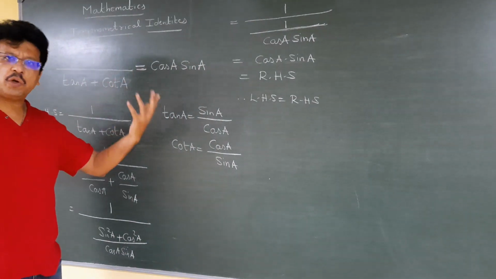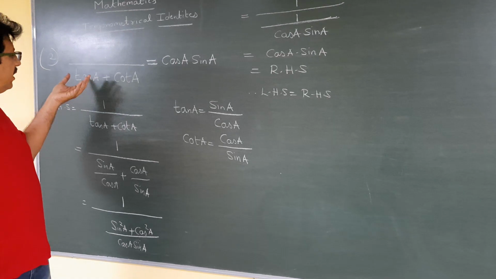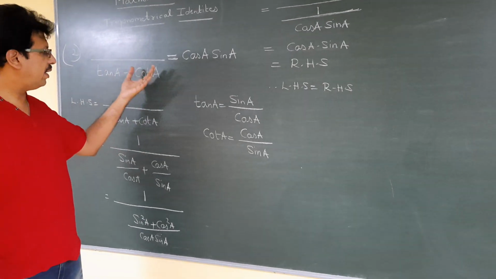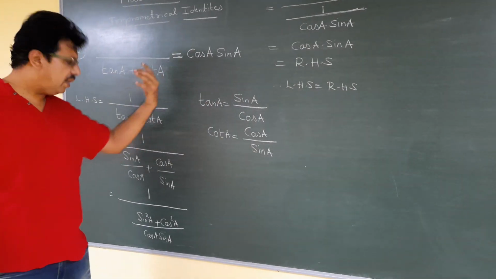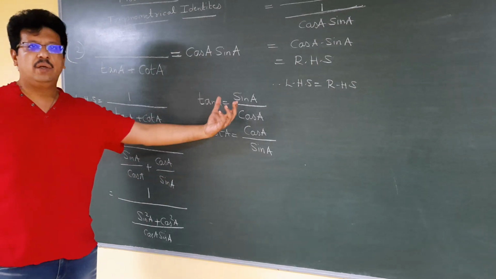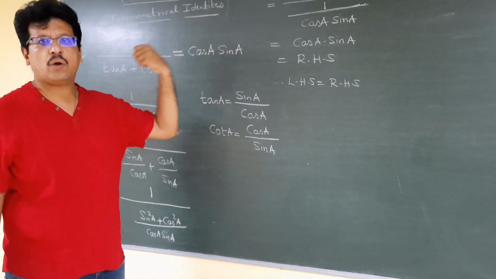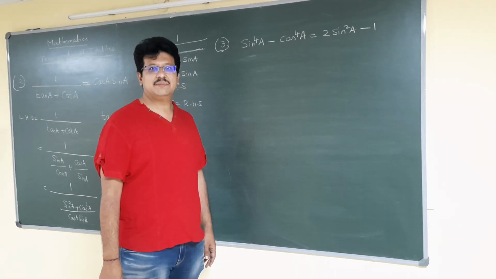You can see this problem is based on taking tan A as sin A by cos A and cot A as cos A by sin A, and we are able to prove it very easily. So children, you have to be very clear with the concepts. That's very important.